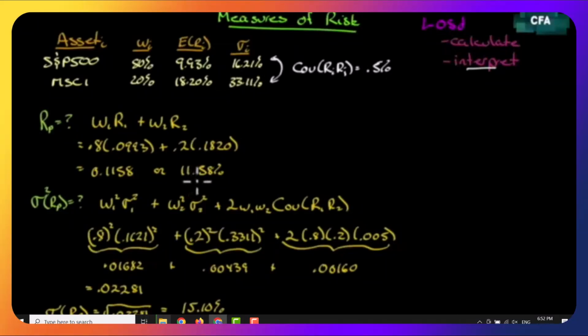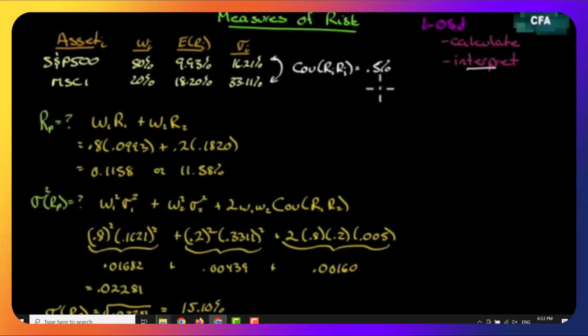Well, we got 11.58, or at least an anticipation of 11.58%, versus 9.93. So we got higher on the return, but it doesn't matter unless we got the same or lower risk. We can always get higher return by taking on higher risk. Well, we got 15.1. So we actually were able to do better on the return and lower our risk by combining two assets together.